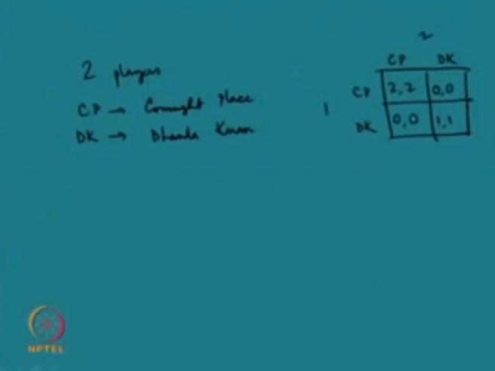So, here there are two Nash equilibria, you can verify. One is at CP CP, the other is at DK DK. But here DK DK is an equilibrium which is Pareto inferior, because they are getting 1 1, whereas had they met at CP, they would have got 2 each. Question is, how does DK DK still remain a Nash equilibrium? And we have several examples in real life where DK DK remains an equilibrium.